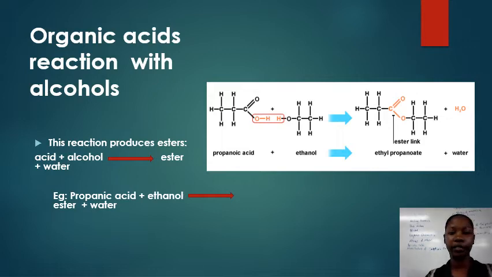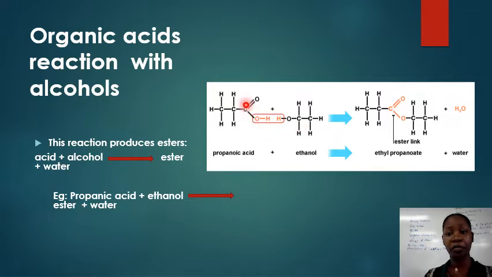Remember, we looked at the reaction between the organic acid and the alcohol last class. I just want you to be reminded that when the organic acid and the alcohol react together, they form what is called an ester. Okay, so remember, you have your organic acid, and I told you to put your functional groups side by side.